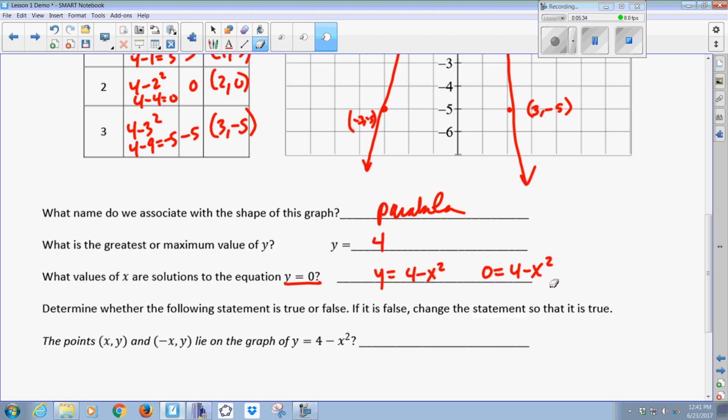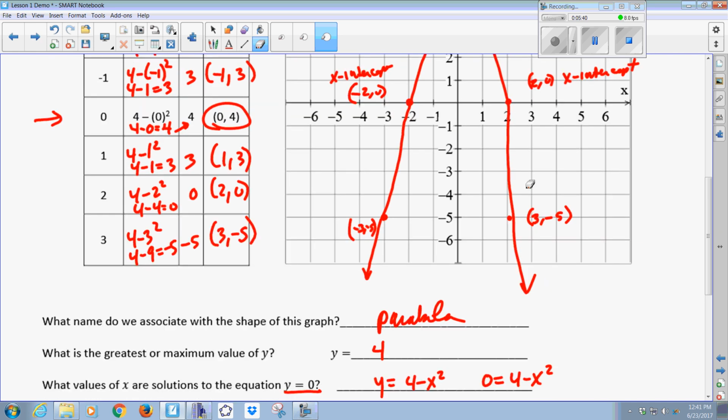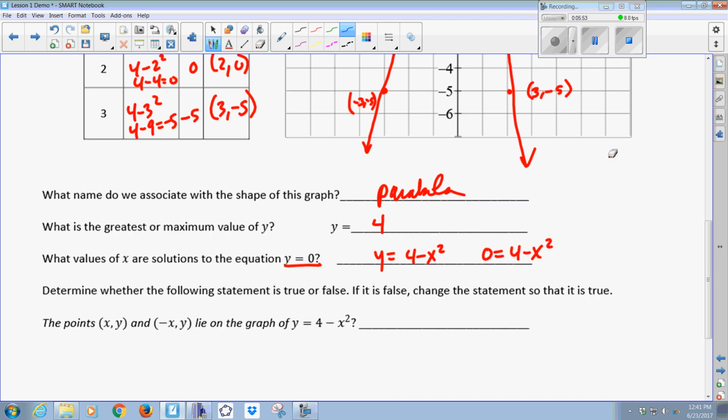Well, generally, we do this equation with algebra, but we have the answers right here by looking at our x-intercepts, because our x-intercepts have 0 for our y value. So positive 2 and -2 are the two solutions to this equation. So the two values of x that make y equals 0 are x equals -2 and x equals +2.